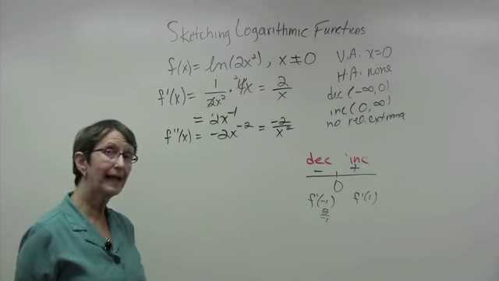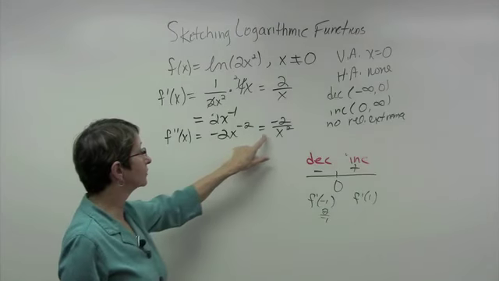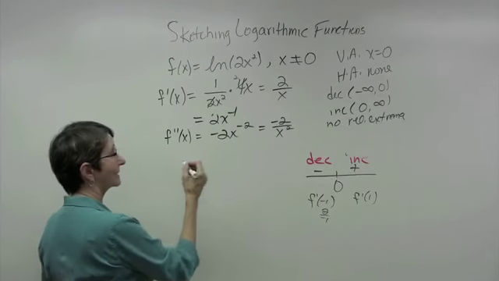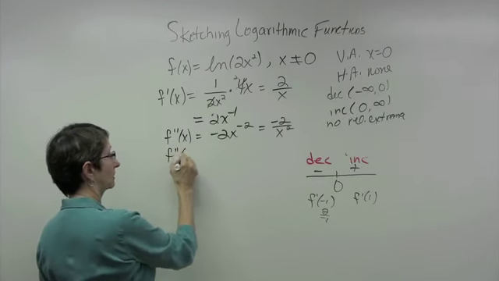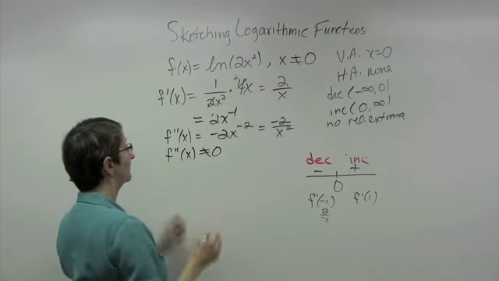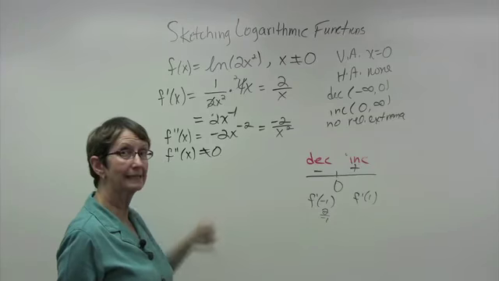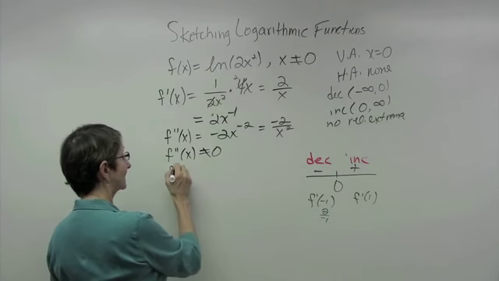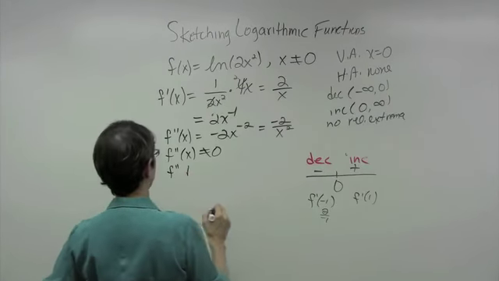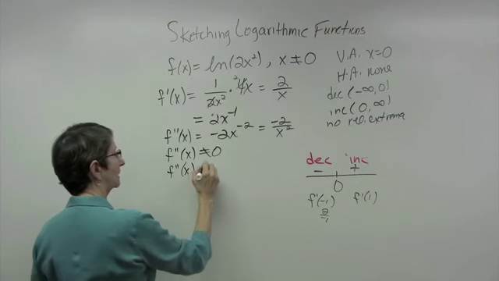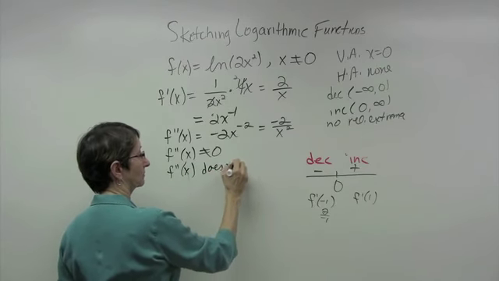And the same type of thing happens. For our second derivative, it's never equal to 0 because the numerator is -2. You can't plug in an x to make it 0. But the second derivative does not exist at 0.